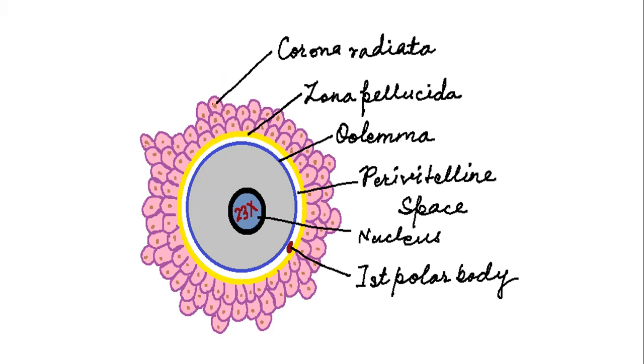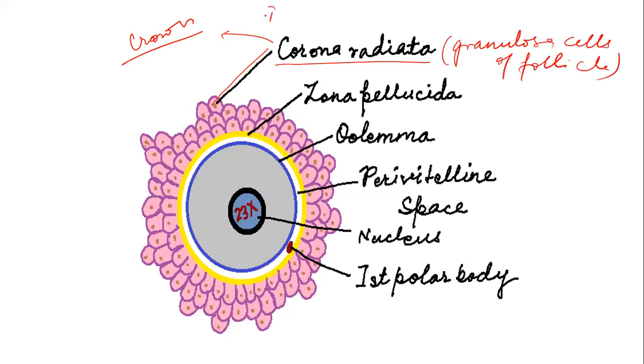As you can see in this picture, the ova is covered with the corona radiata. It looks like a crown, so that's why it is called corona radiata, the granulosa cells of the follicle, the first barrier or first protective layer. The second layer is derived from protein and it is called zona pellucida. This is the second barrier or protective layer to the ova.